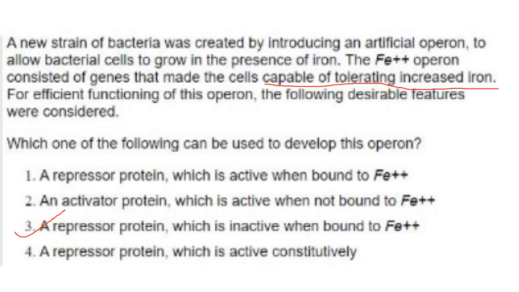But in case of increased iron, the iron will bind to the repressor. The iron repressor complex will prevent the binding of the repressor to the operator. So RNA polymerase can bind and produce genes for tolerating increased iron. This is somewhat similar to the lac operon. So you need a repressor protein which is inactive when bound to Fe2 plus. Answer is option 3.